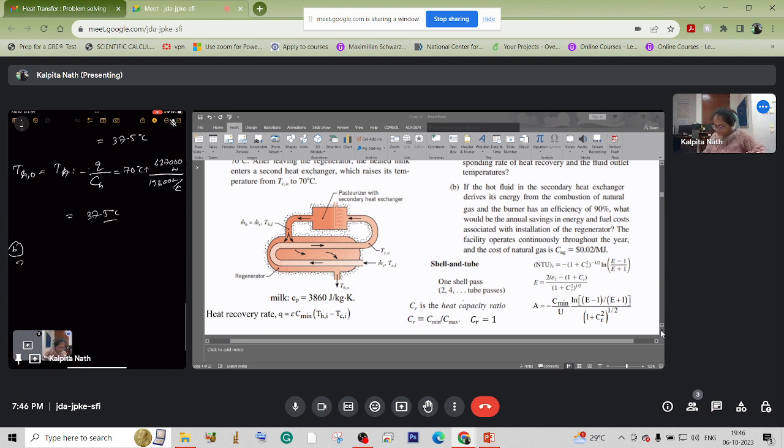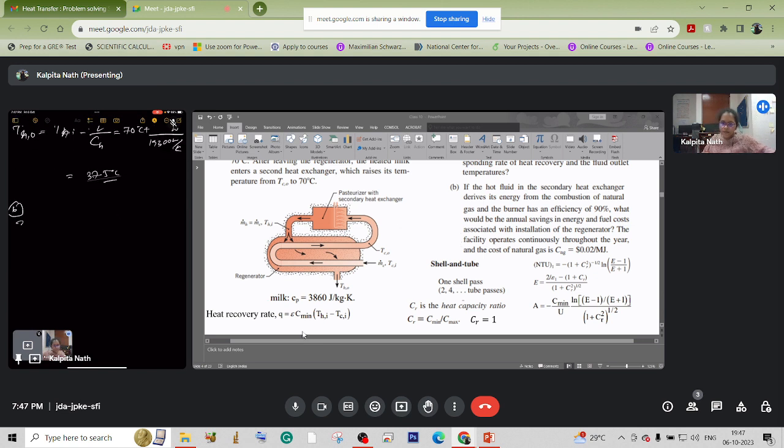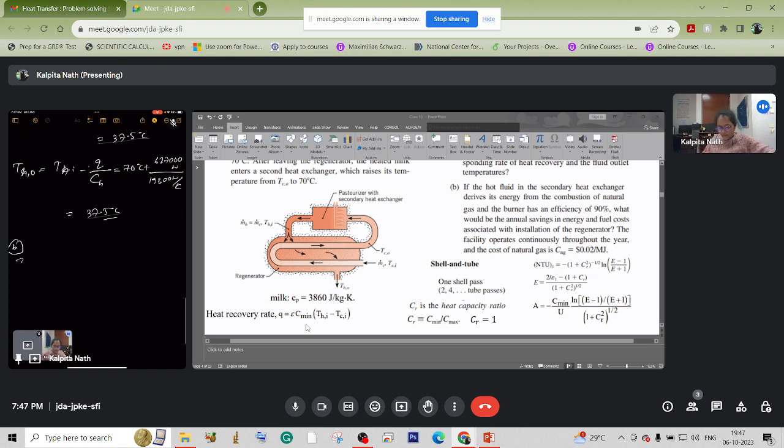Now for part B. We need to find the energy recovered with 90% efficiency, right? And it's asked, what would be the annual savings? For the annual savings, first we need to find the energy recovered. For the energy recovered, we already know the heat recovery rate, which is 627,000 watt.